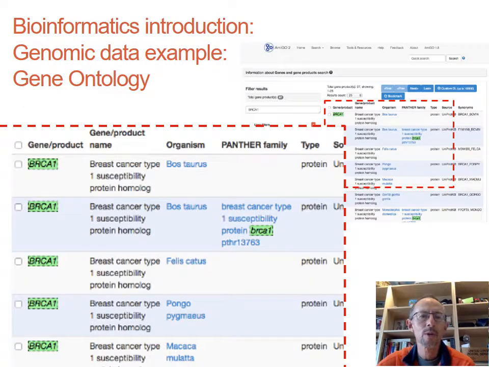In this example, we're looking at a Gene Ontology page after a search for a gene called BRCA1, which is named because of its association with breast cancer. And it is giving us some results which relate to multiple species, including Bos taurus, which is cow, Felis catus, a cat, and some monkey, and there are Homo sapiens in there as well.